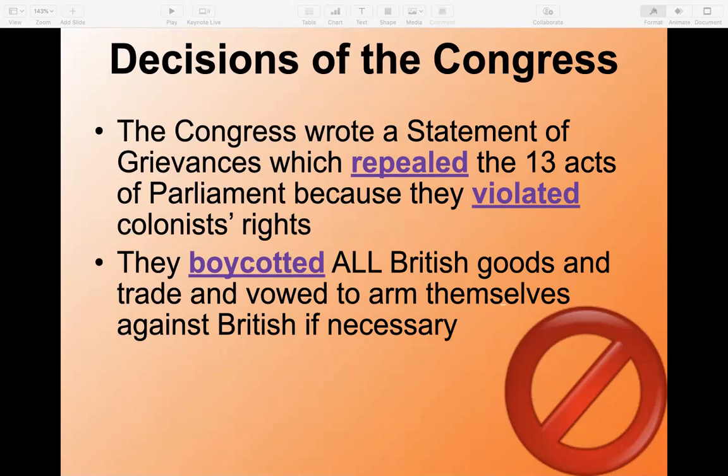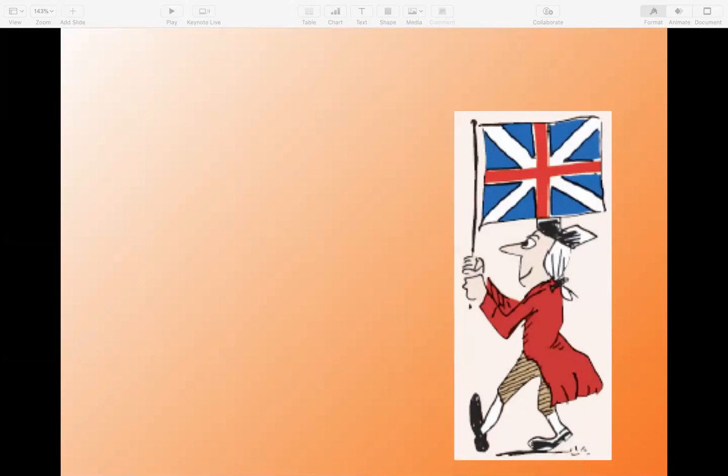The Congress wrote a statement of grievances which repealed the 13 Acts of Parliament because they violated the colonists' rights. They boycotted all British goods and trade and vowed to arm themselves against Britain if necessary.